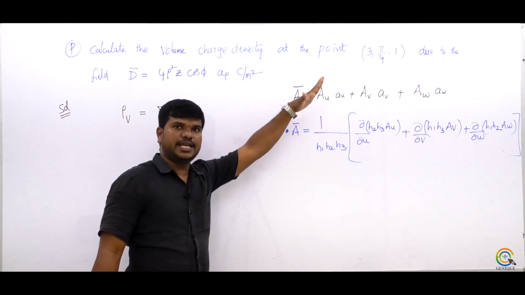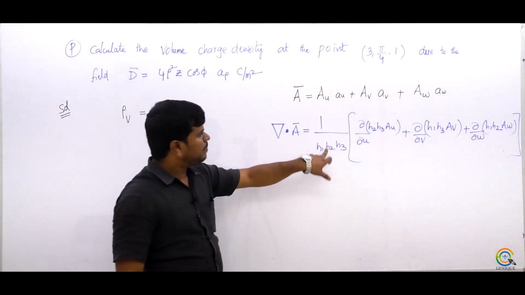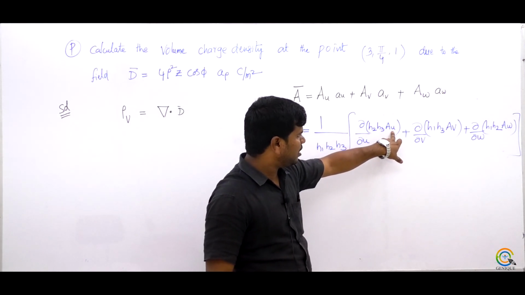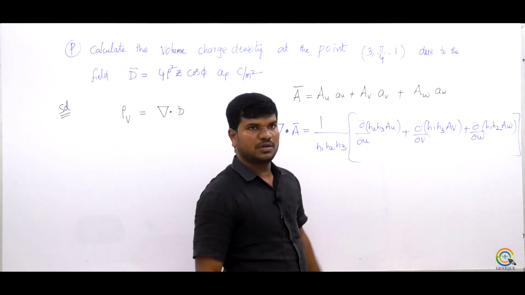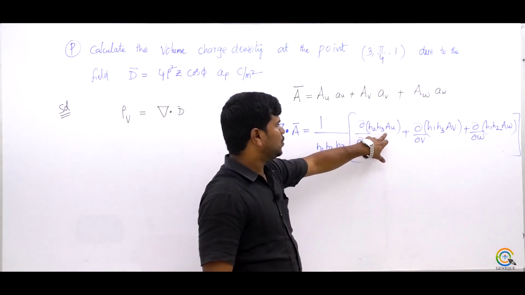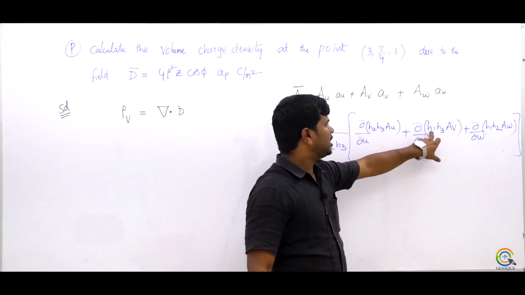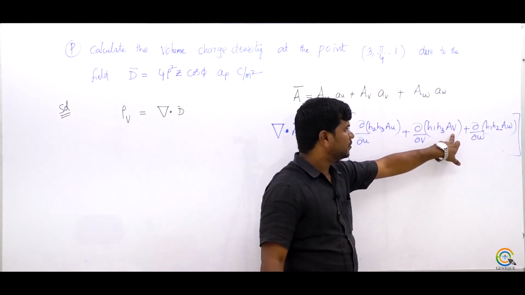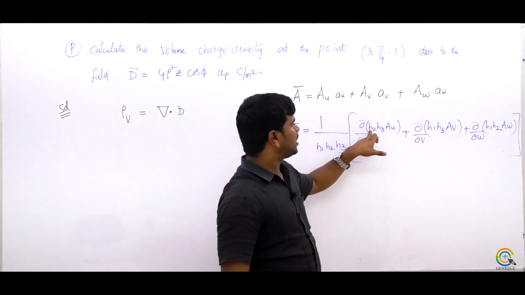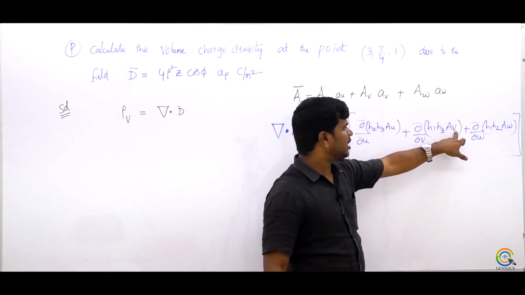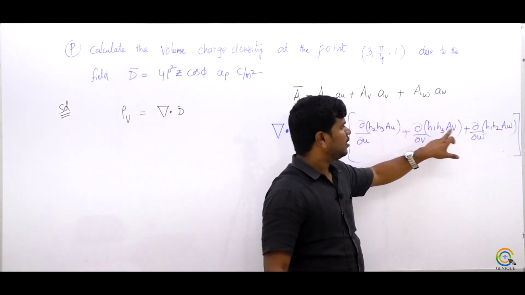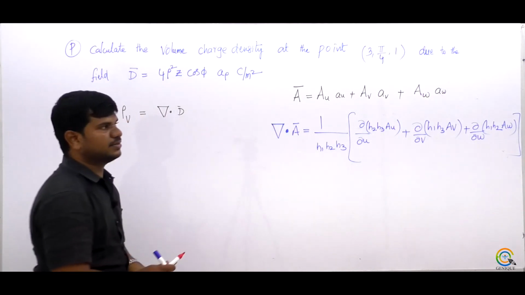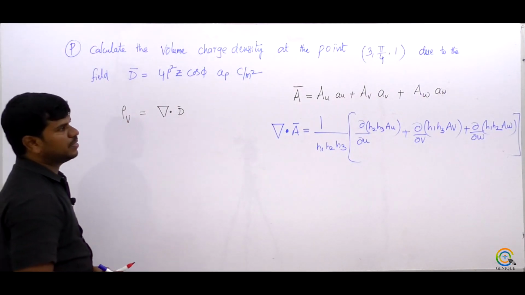Any vector means any coordinate system. So 1 divided by H1 H2 H3, dou by dou u of, you have to write AU here, with the remaining 2 scaling factors, H2 H3. Dou by dou v, H1 H3. You should not write H2 here because it is the second term. Because it is the first term, I should not write H1 here. Because it is the second term, I should not write H2 here. Because it is the third term, I should not write H3 here. So this is the generalized formula.